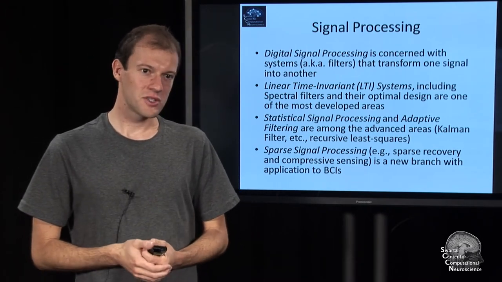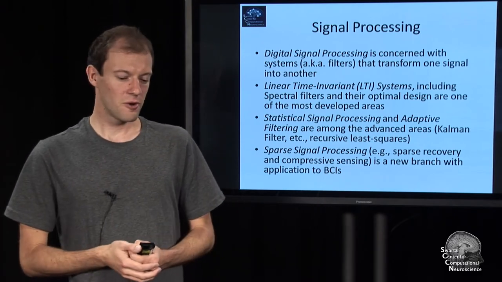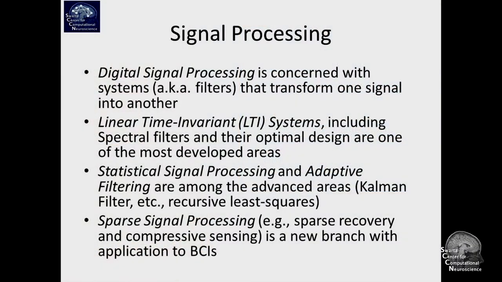There are also other areas, such as statistical signal processing and things like adaptive filter theory, which are among the rather advanced areas of signal processing. That includes things like the Kalman filter, which is well known, and recursive least squares estimation and various kinds of adaptive estimation. That goes a long way towards efficient design of certain kinds of solutions that are useful in brain-computer interfaces.